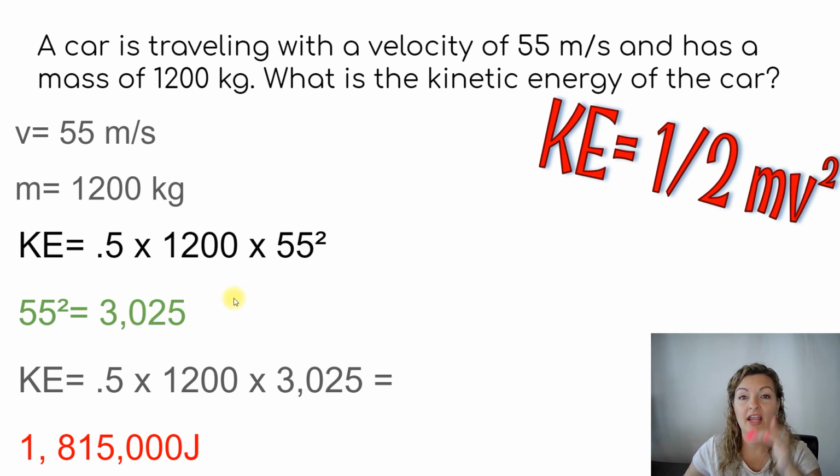Now I'm going to drag everything down with that new answer so we can solve for our final answer. Kinetic energy equals 0.5, multiplied by the 1,200, multiplied by my new answer for 55 squared, which is 3,025. All I have to do now is multiply this across in my calculator, and I get 1,815,000 joules. Don't forget your joules at the end of your answer. Hopefully this was helpful to you guys.